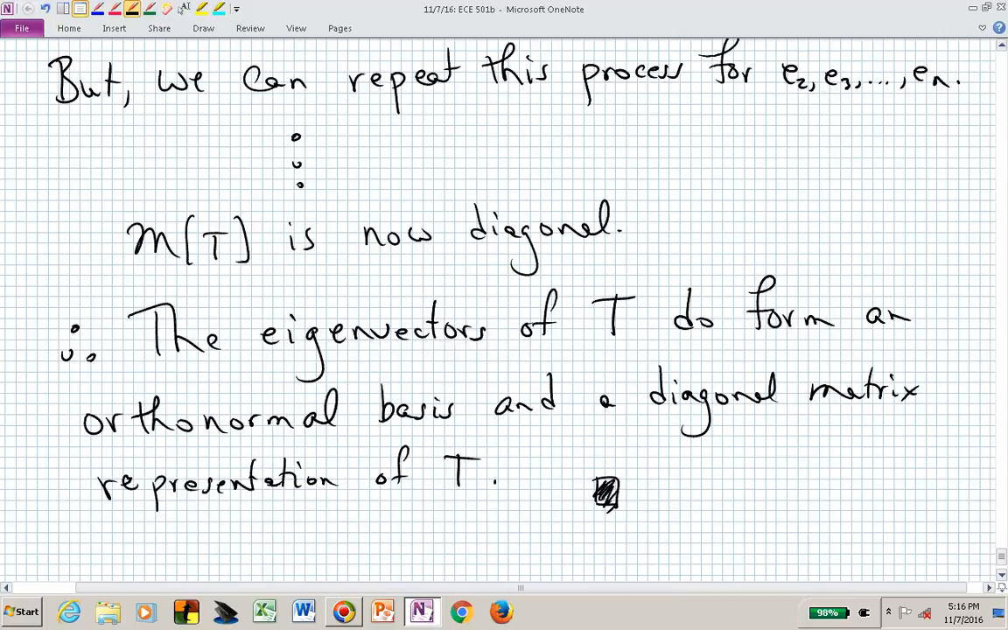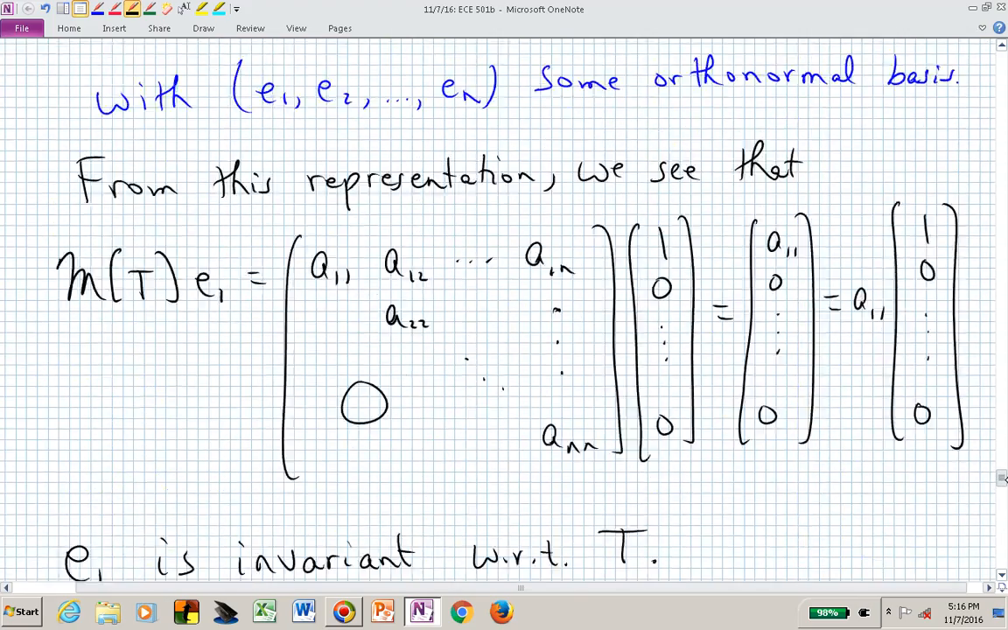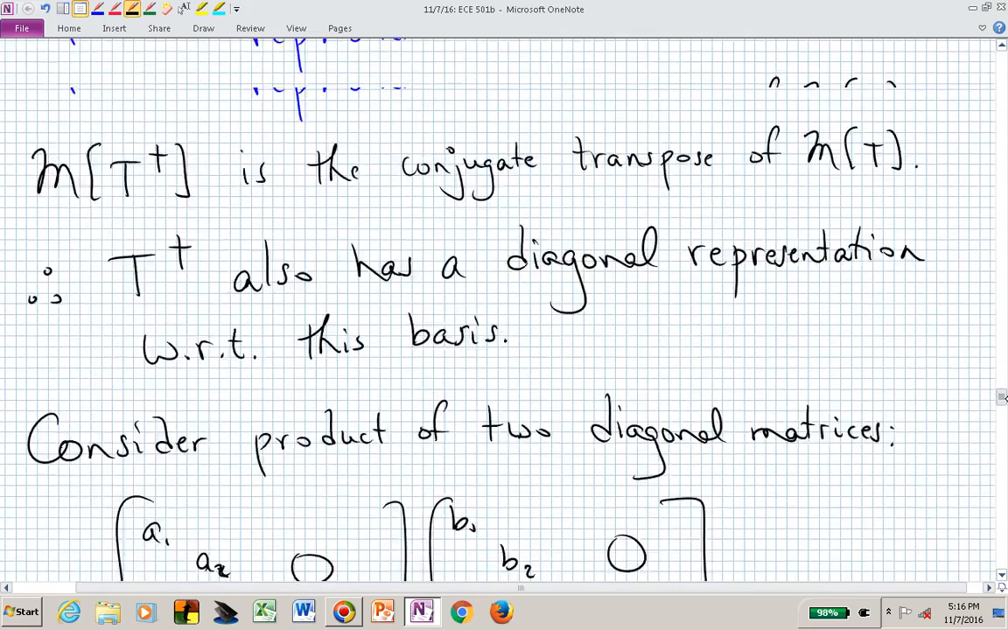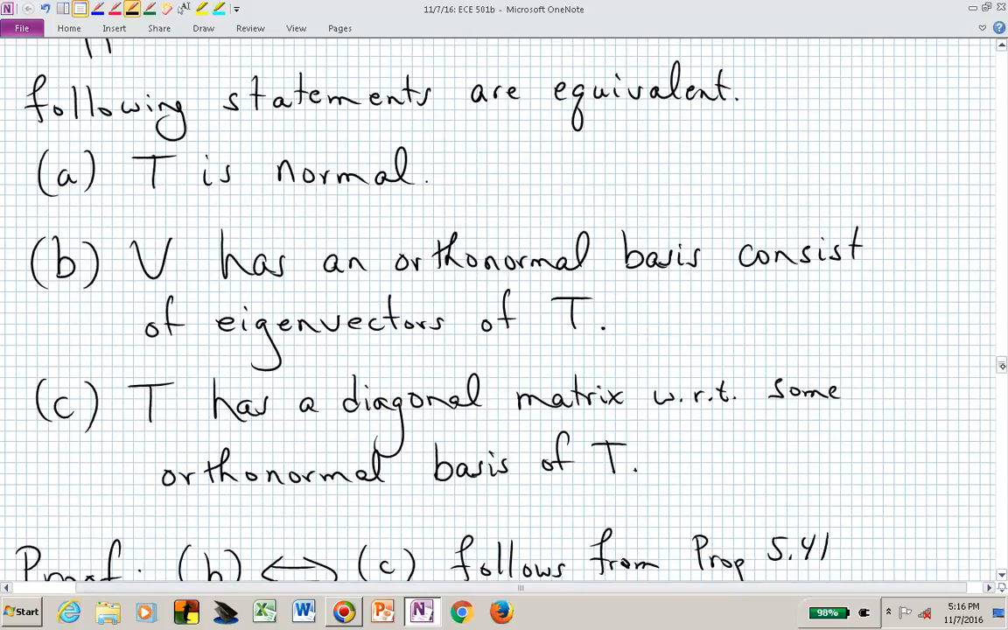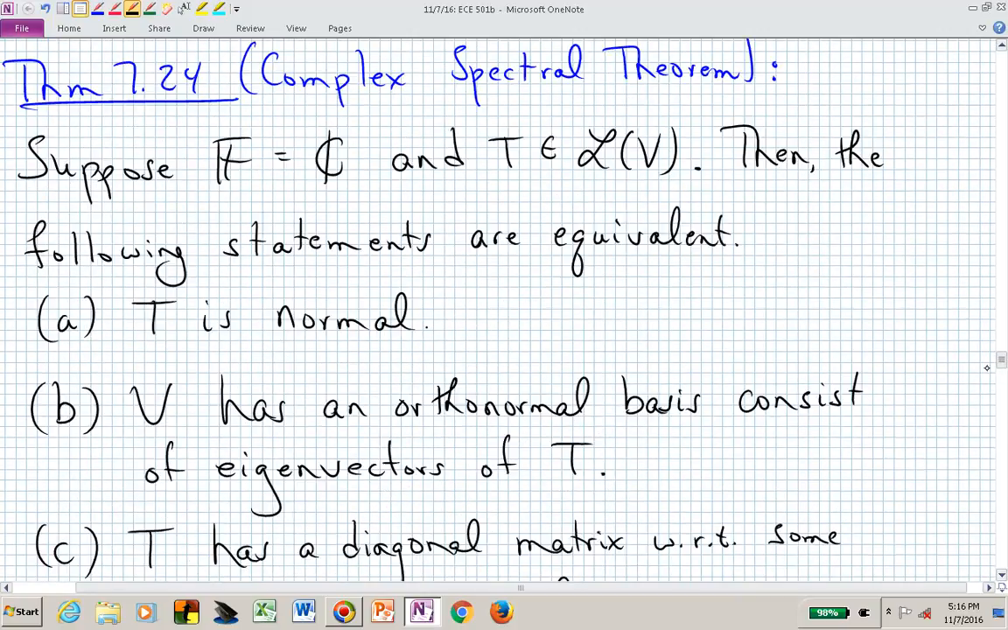And earlier we'd shown C implies A, so that now we have this complex spectral theorem which equates these three statements. If T is normal, we can then diagonalize that matrix. And we'll try to start picking up with the real spectral theorem next time.